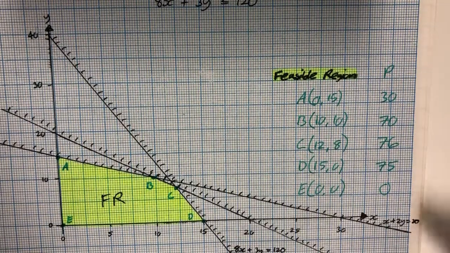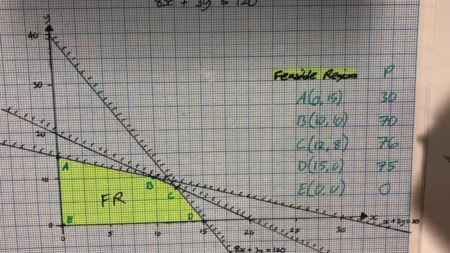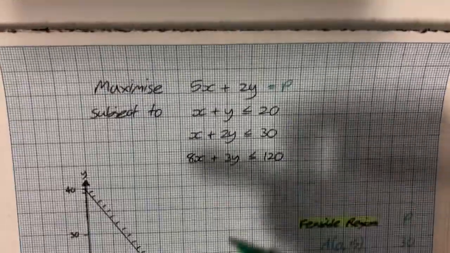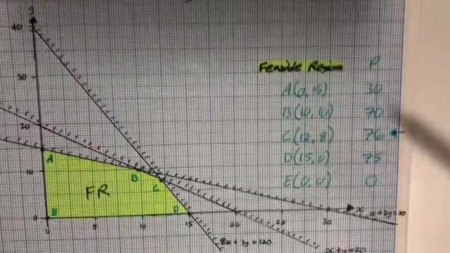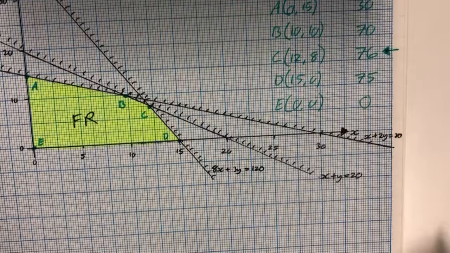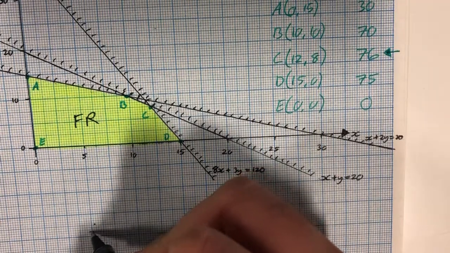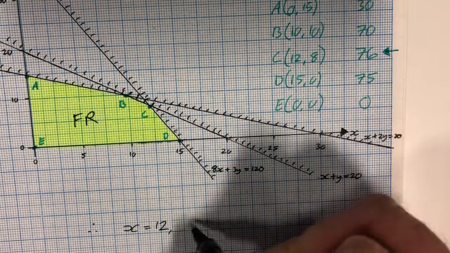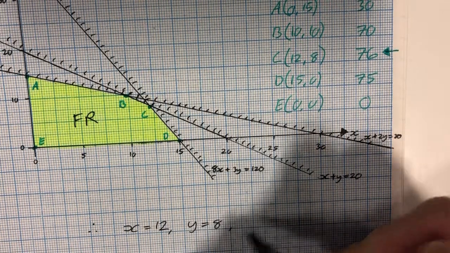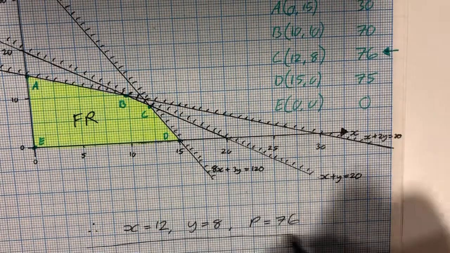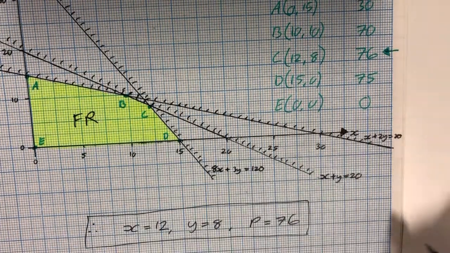So those are my 5 objective values, and we can see that C is indeed the maximum. Okay, the objective function was to maximise, so therefore we're looking for the maximum, and the maximum is 76. Once you've established the maximum, we write the solution. So therefore x equals 12, y equals 8, and the objective function P is equal to 76. That is the solution to the linear program.